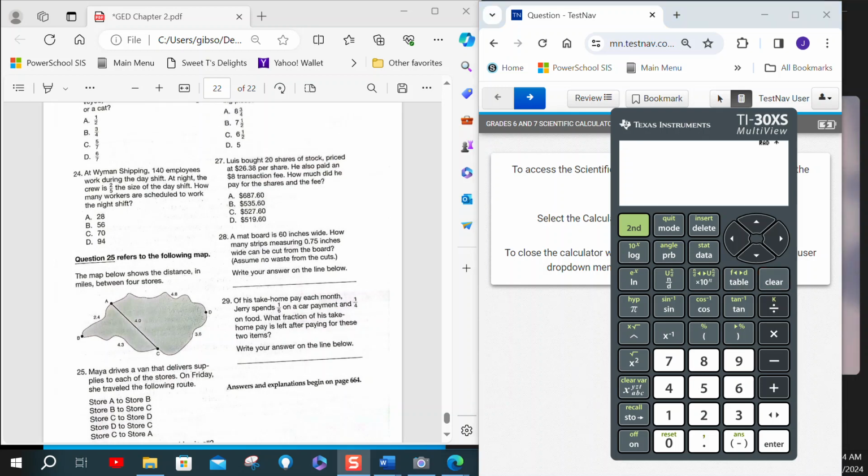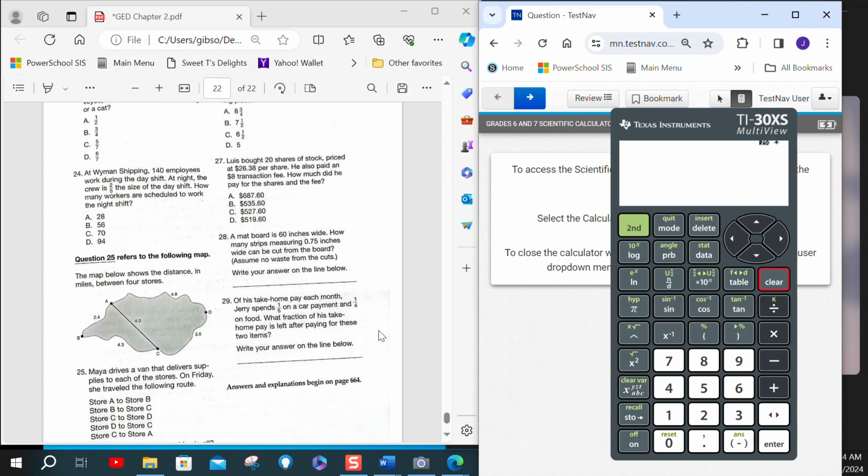Okay. So on problem 27, it says Luis bought 20 shares of stock priced at $26.38 per share. He also paid an $8 transaction fee. How much did he pay for the shares and the fee? Okay, so had 20 shares at $26.38, but then had to pay an $8 transaction fee. So we'll add $8, press enter. So it's $535.60, which is B.